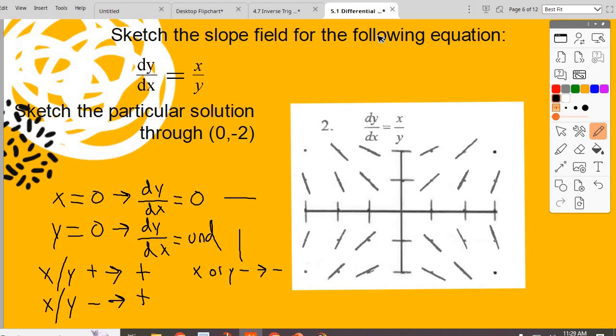So we would end up with something kind of like this. So notice that along my y-axis, we have horizontal lines. Along my x-axis, we have vertical lines. And again, we're positive in our first and third, negative in our second and fourth. And the big key here is notice that at 0, 0, we do not have a slope because we would get 0 over 0, which is an indeterminate form. So if you get something that is an indeterminate form, you just do not put a slope at that spot.